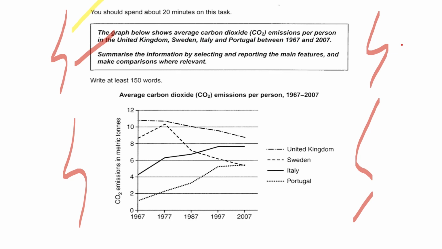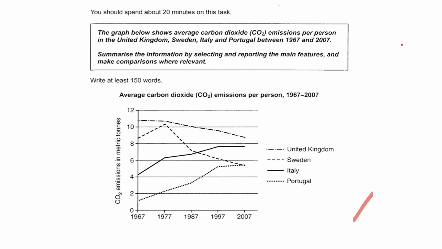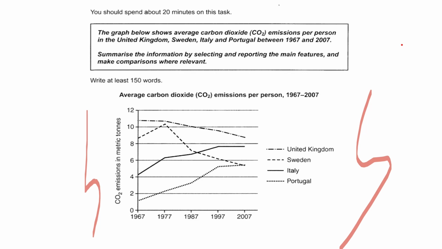The first part of the instruction says, summarize the information. What does it really mean by summarizing the information? Summarizing the information means that we need to take the most important information out of this line graph and we need to write it very briefly. On top of that, we cannot provide any kind of data, for example, exactly how much it was increasing or exactly how much it was decreasing.